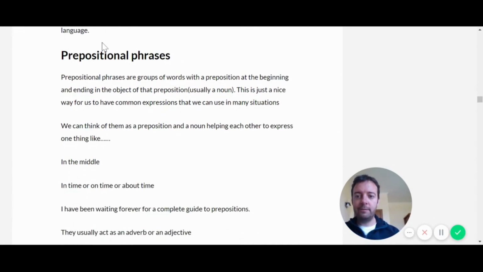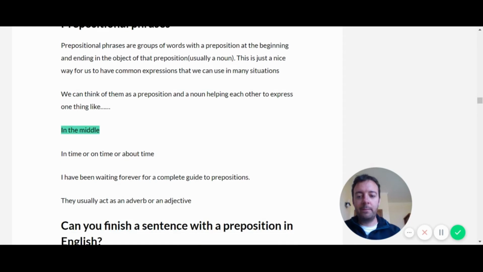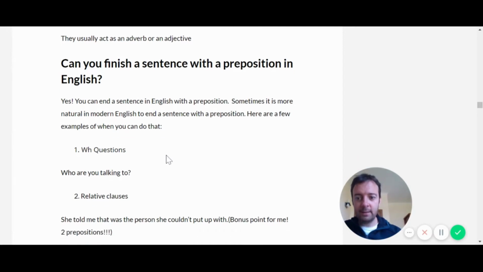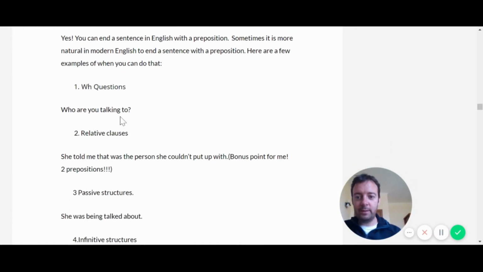Okay, and then we also have prepositional phrases. These are just phrases that we use in English, they're common phrases to make it easier. Things like in the middle, in time or on time. They're just kind of little chunks of language that we use all the time. Okay, and a common thing that people say is that you can't finish a sentence with a preposition. You can. Here are some examples of when you can do that.